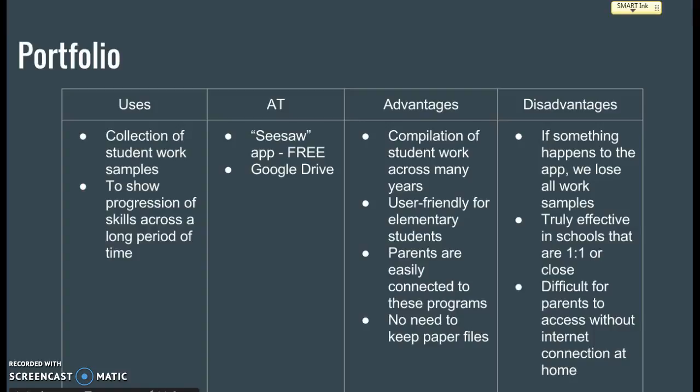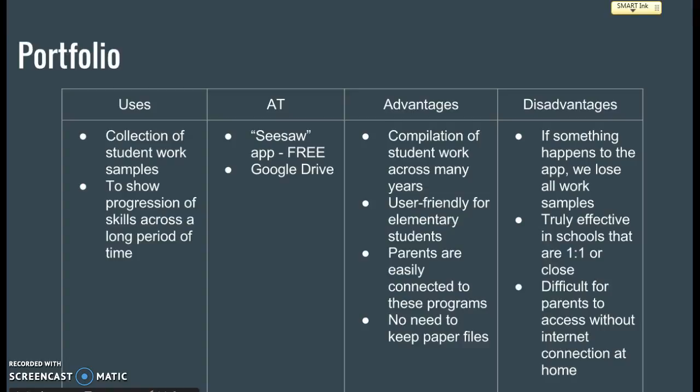The next informal assessment that I like to use is the portfolio. A portfolio I used as a collection of students' work, and I also used it to show the progression of skills across a long period of time. A new app that we are starting to use is the Seesaw app. This is a free app that makes a student's portfolio into a digital portfolio. Another idea that I saw was to use Google Drive to take pictures of different artifacts and upload them into Google Drive, with students creating different folders for each grade level. This would allow them to use this digital portfolio across all of their years here at school.